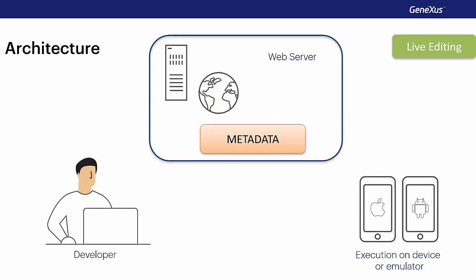So how does this feature work? When we use live editing, the server will be listening to the changes we make and will replicate these changes on the metadata that the mobile device accesses, in our case, the emulator, and that is used to draw the screen on the device and define its behavior.